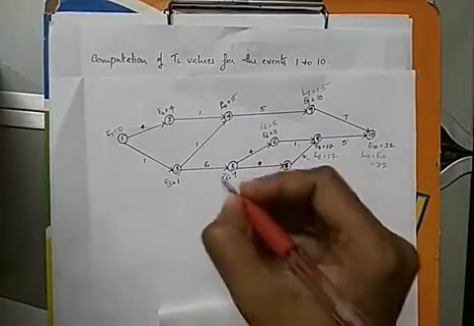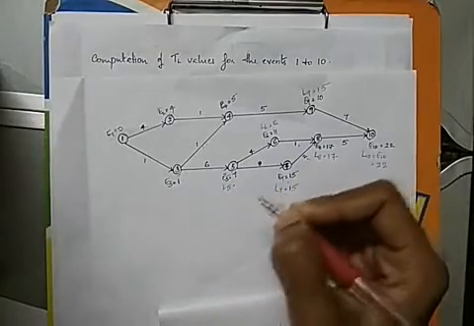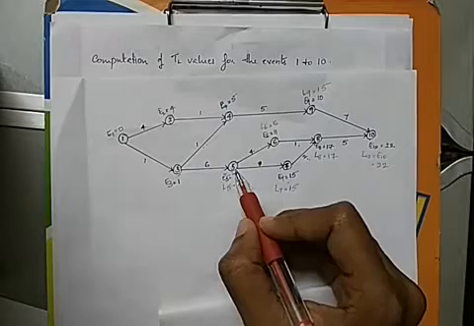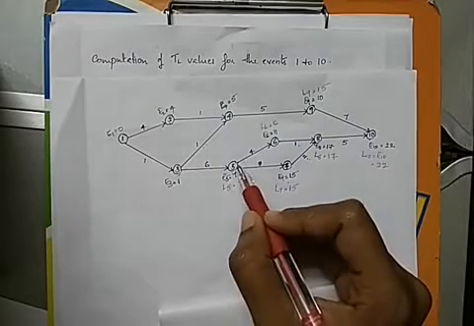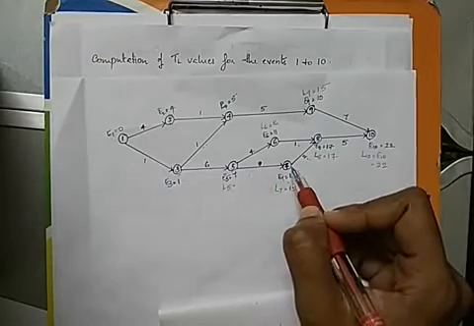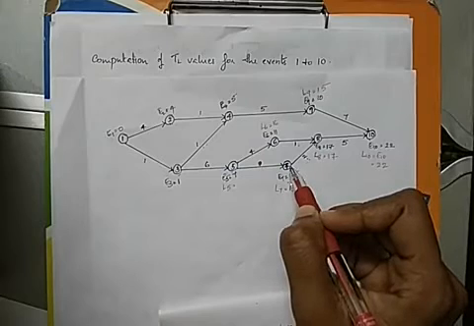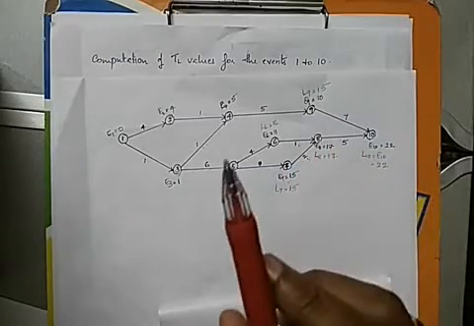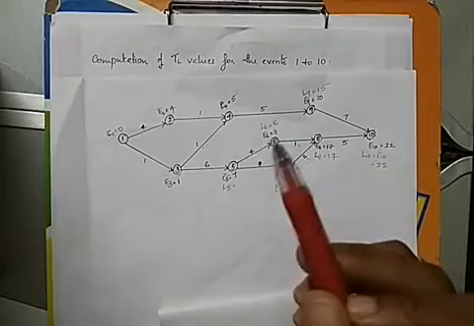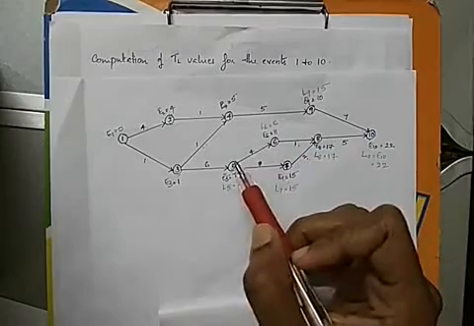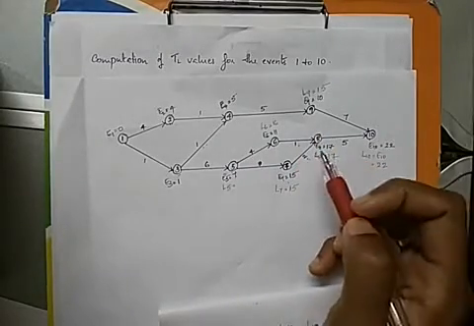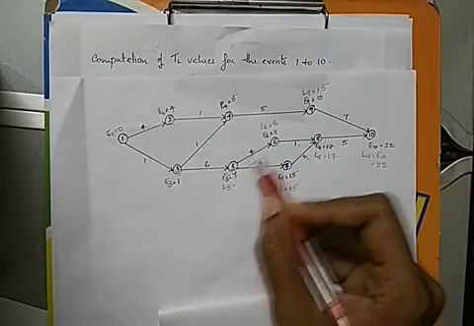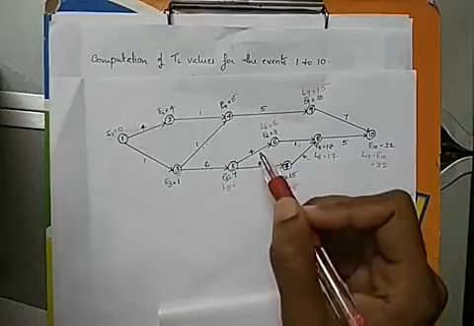Now to find the latest time for event 5, look how we can find it. You can see that we have two activities emerging from 5, 5 to 6 and 5 to 7. So we have two paths here, and in this case we find the value from both paths and then take the minimum value. In the case of earliest event timings, if we had more than one path, we took the maximum value. For latest event timings, we take the minimum value of the given options.